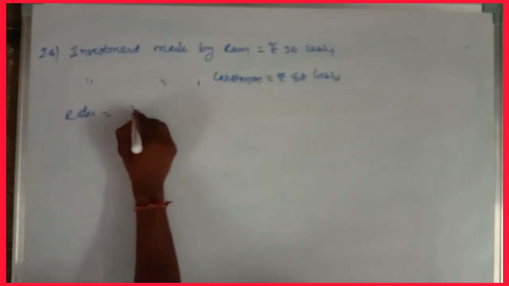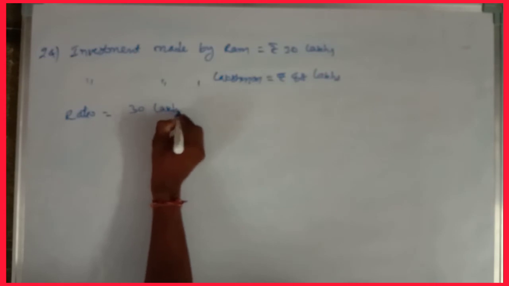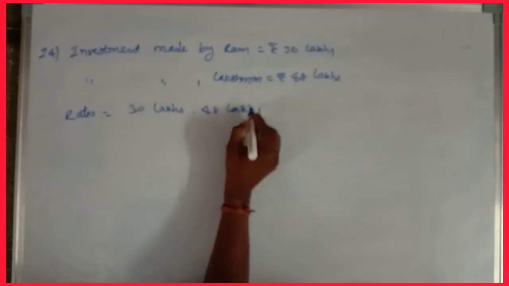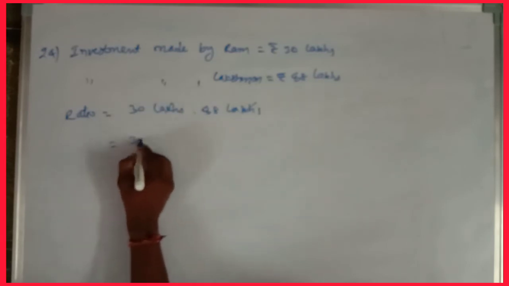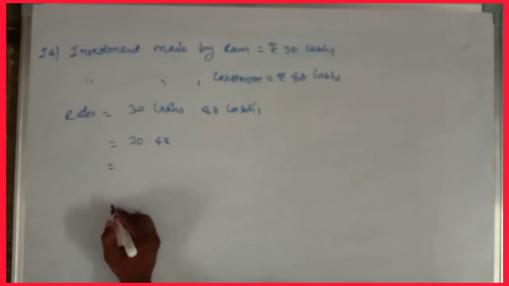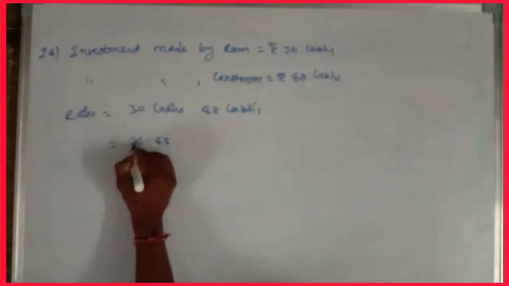Ratio is equal to 30 lakhs is to 48 lakhs. So these lakhs will be cancelled. That is equal to 30 is to 48. Okay, so I'm doing the calculation.